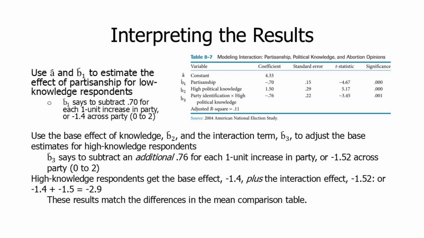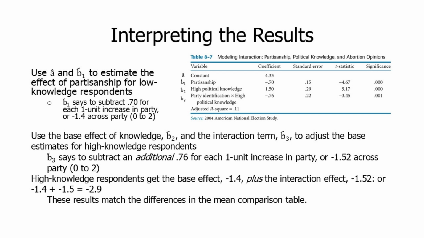Use the base effect of knowledge, B2 hat, and the interaction term, B3 hat, to adjust the base estimates for high knowledge respondents. B3 hat, that's our interaction workhorse, says to subtract an additional 0.76 for each 1 unit increase in party, or minus 1.52 across the full range of party. So 0.76 from Democrat to Independent, and another 0.76 from Independent to Republican.